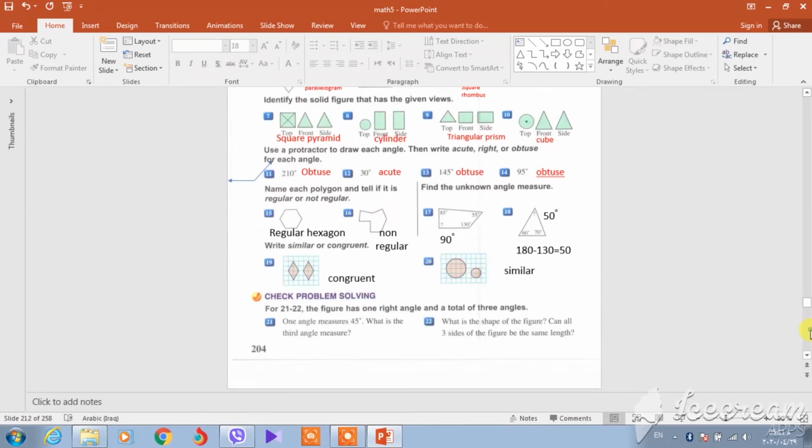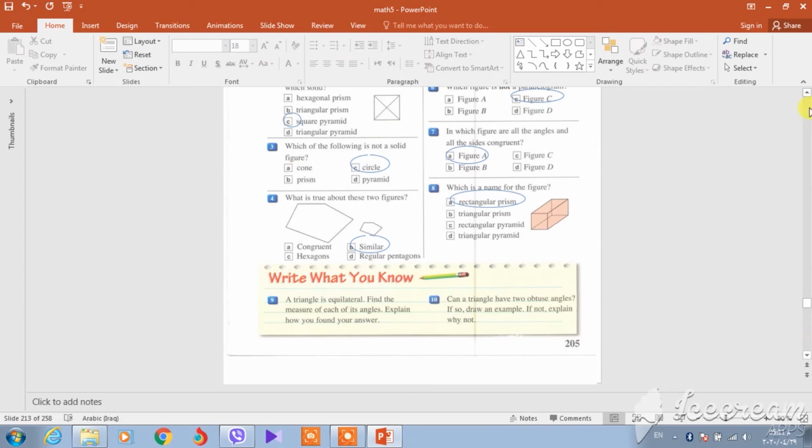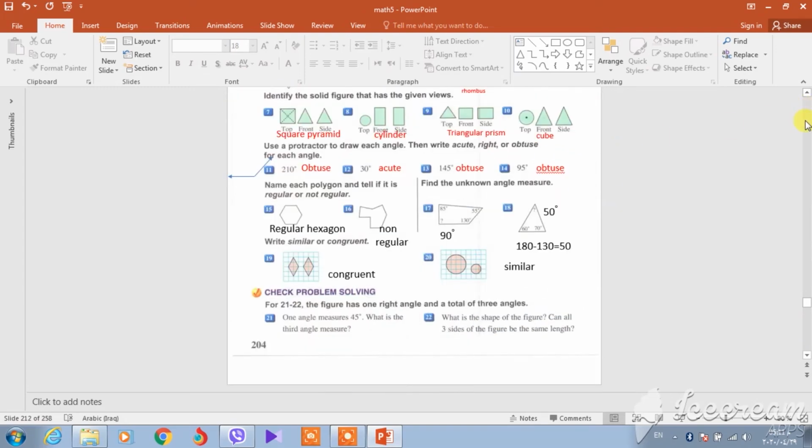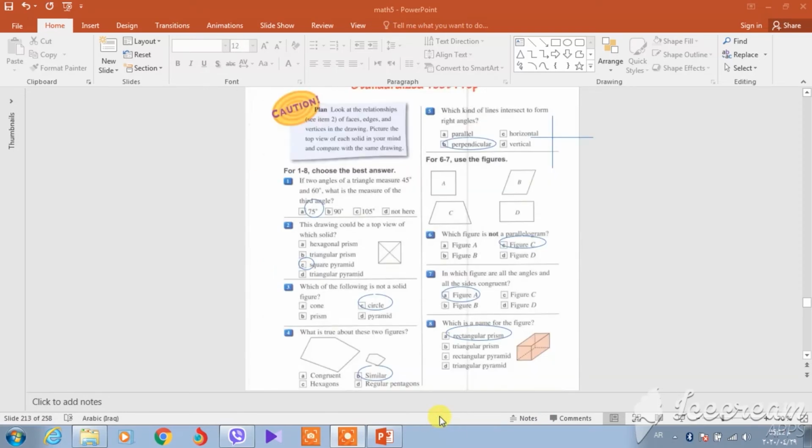Okay, now we solve some questions. Now open page 205. In question 1 we have 2 angles of a triangle measuring 45 and 60 degrees. What is the measure of the third angle?